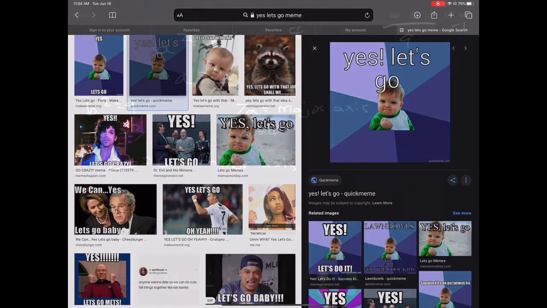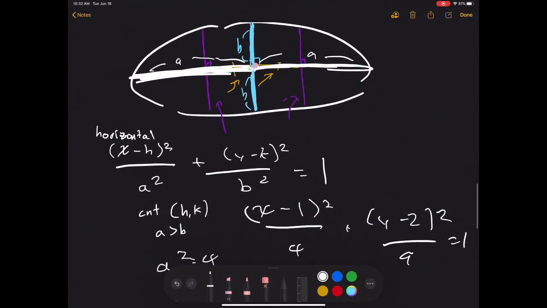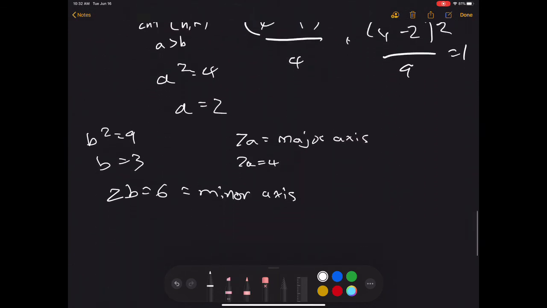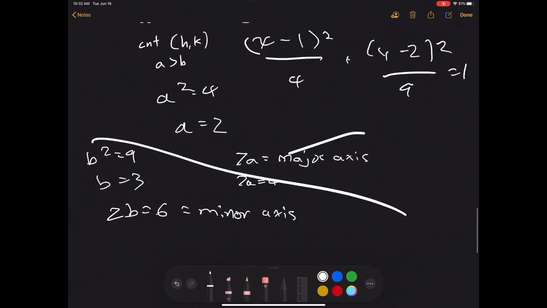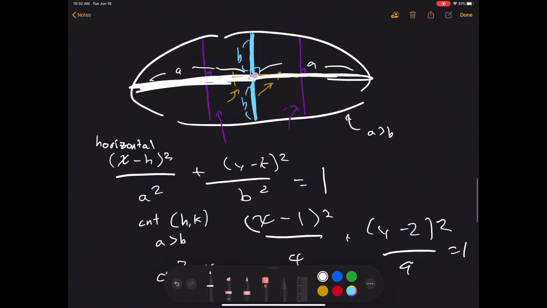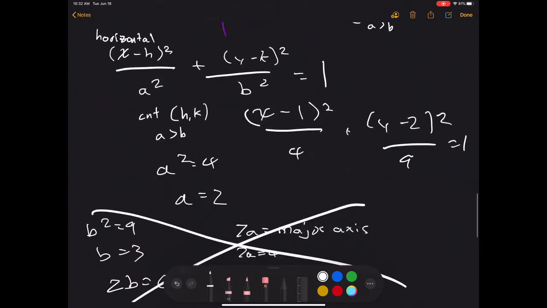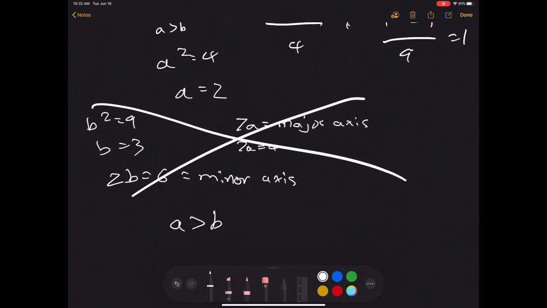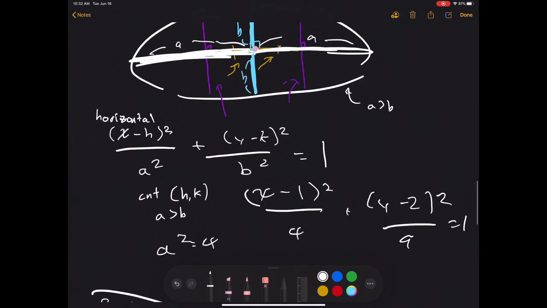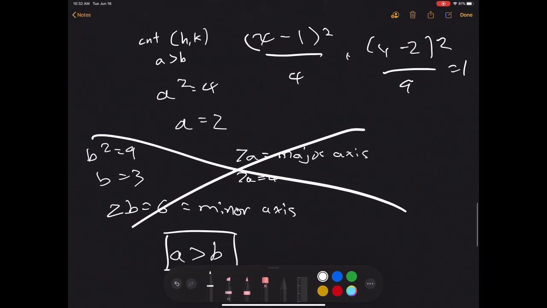So, if you look at a horizontal ellipse, you can sort of intuitively see that a must be greater than b. And that's part of the definition. So this is all wrong, actually. a must be greater than b. Always, always, always. Because that's what ellipses are, I guess. They're not circles. If a equals b, then it's a circle. So a must be greater than b, or else it's not a horizontal ellipse, or it's not an ellipse at all.